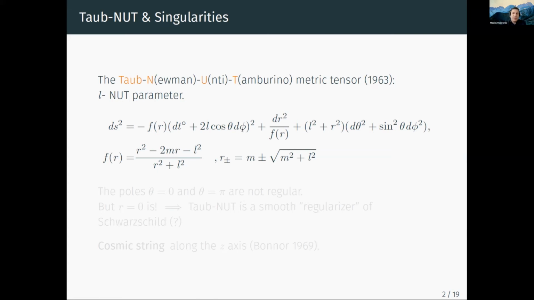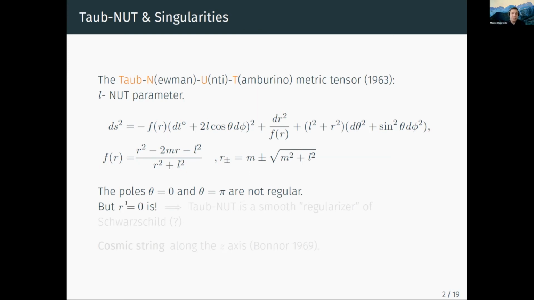So the form d phi is actually not well defined on the poles. So when we tend to theta equal to 0 or pi, we have to multiply it by something sufficiently fast vanishing. And of course, the cosine theta doesn't vanish at all. So a priori, this term is ill-defined. So we have poles which are not regular, but maybe we can gain something by introducing the NUT parameter, and we can see that there's some benefit.